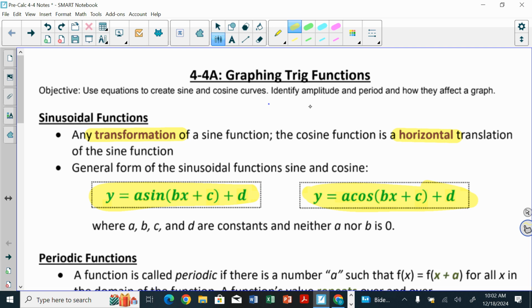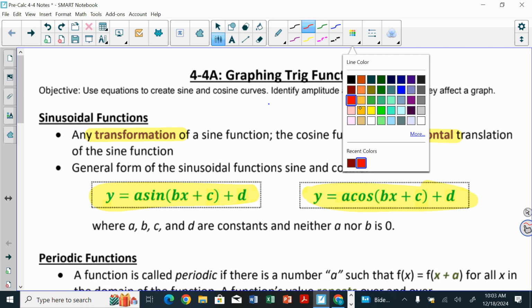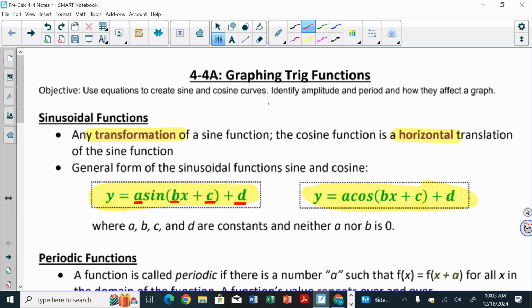A, b, c, and d are all constants, and a and b can't be zero. So a, b, c, d are all constants. A and b can't be zero. We talked about that. These are all going to be numbers that you plug in, and they'll do different things to your graph.